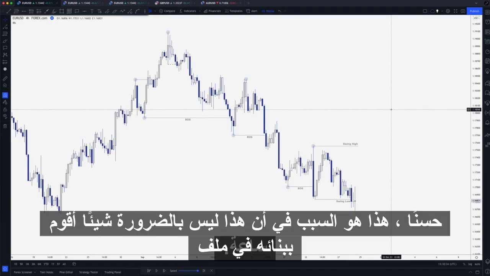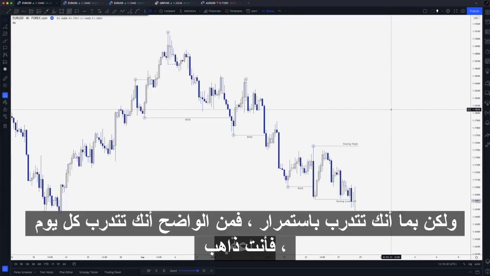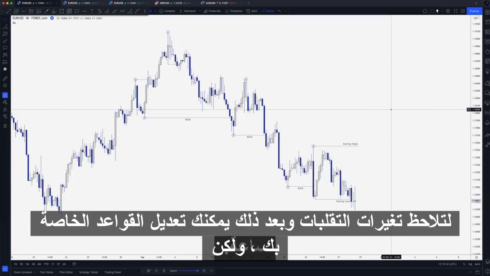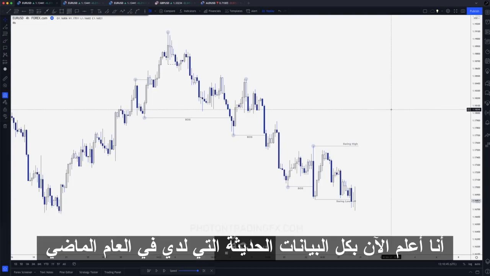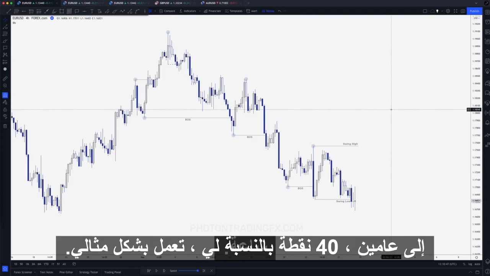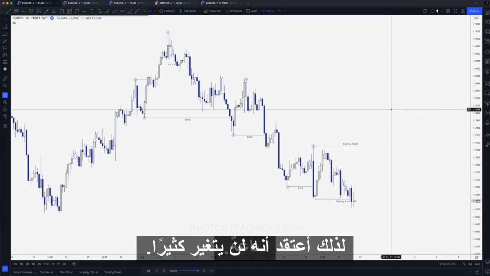Okay, so that's why this isn't necessarily something I would build into an EA or an algorithm. But as you're continuously trading every day, you're going to notice if volatility changes, and then you can adjust your rules. But I know right now, with all of the recent data that I have in the last year to 2 years, 40 pips for me works pretty perfectly. Okay, so I just stick to that. It's not going to change that much over time.